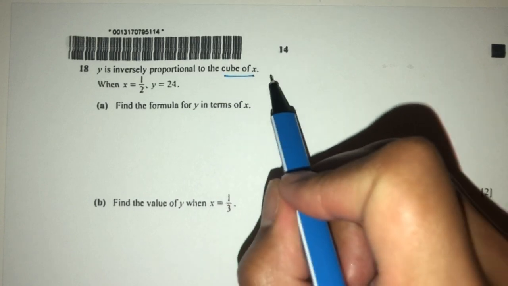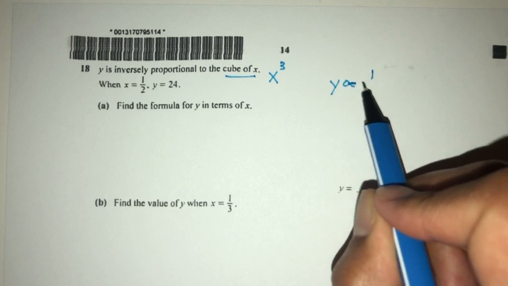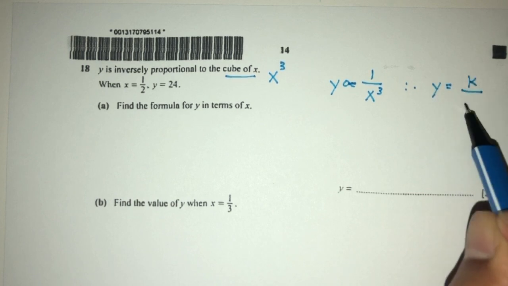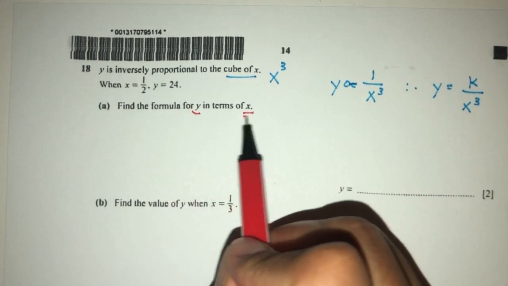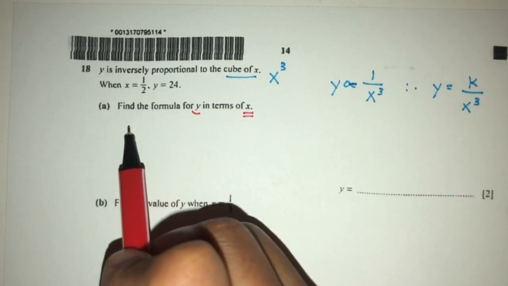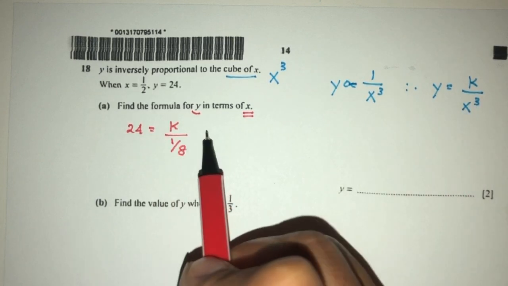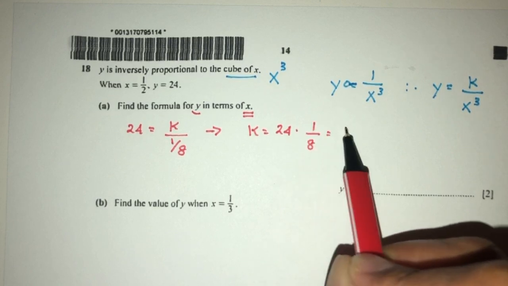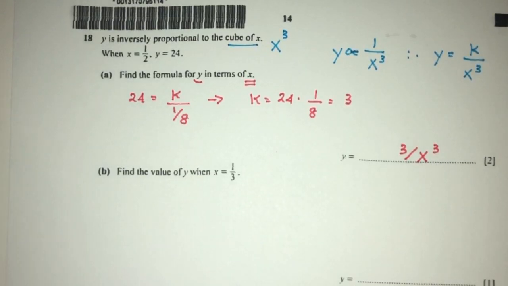So here we have y is inversely proportional to the cube of x. Cube of x is x power 3. Now y is inversely proportional to the cube of x, which means y is equal to k over x power 3. So we have to express y in terms of x, so we have to find the value of k first. So y is 24 when the value of x is 1 over 8. So this brings you to k is equal to the value of 24 times 1 over 8. That should be 3. So finally, y will be 3 over x power 3.